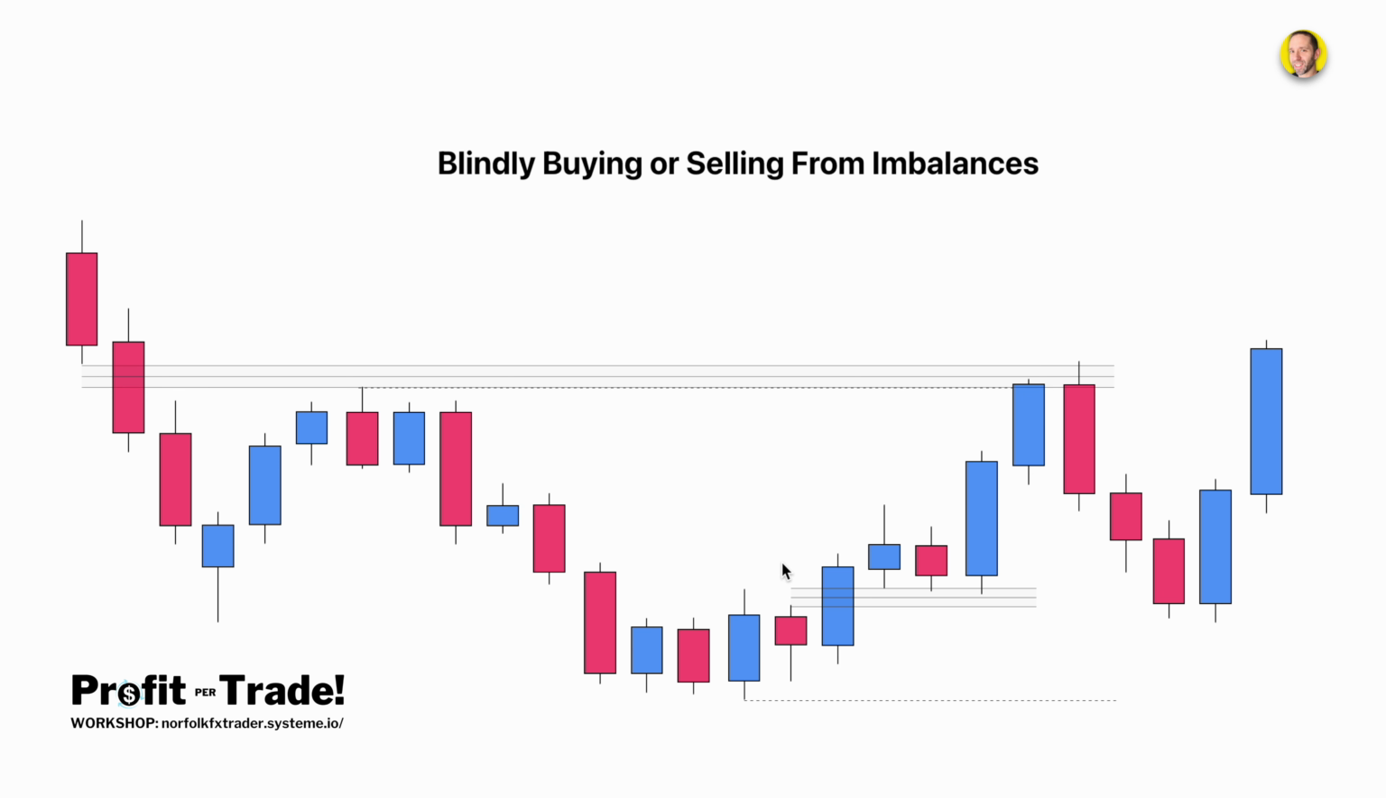Now why does this work? Because we're seeing the pullback phase of that swing. So we reversed, and there's also another reason. Let me just mark out that swing again. Why is it okay to buy down here? Because we're buying in discount. We're not buying inside premium.